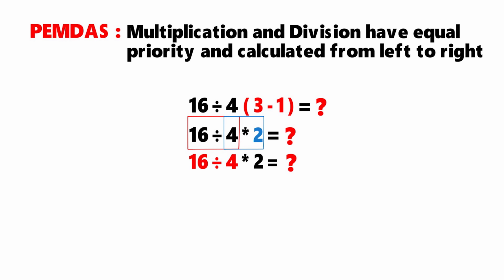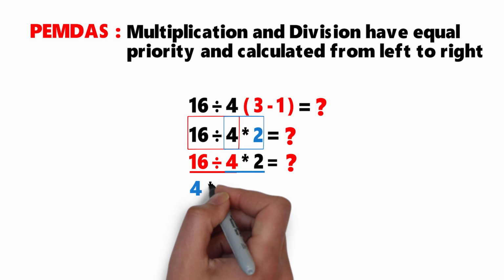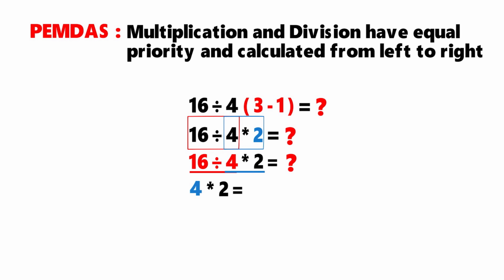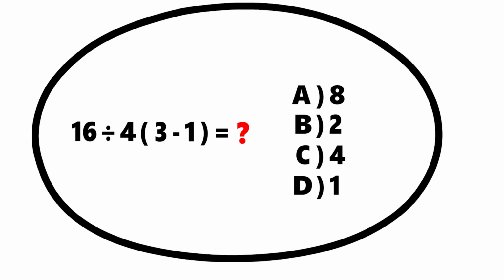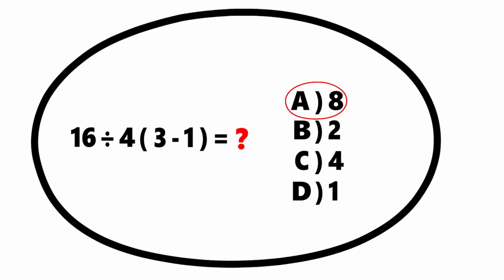16 divided by 4 is on the left side of the expression, and 4 multiplied by 2 is on the right side. So the first thing we need to do is divide 16 by 4. The result of this calculation is 4. And in the last step, we need to multiply 4 by 2. And the result is 8. So the correct choice here is choice A, 8.